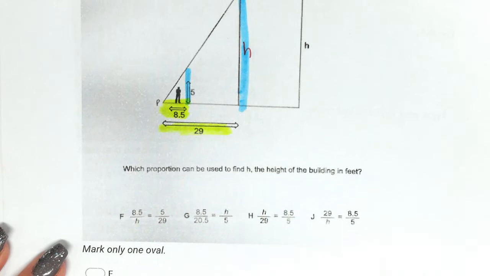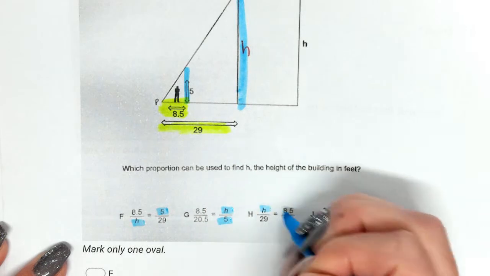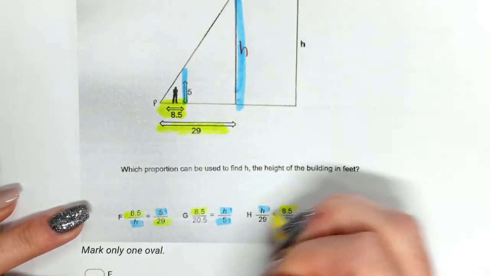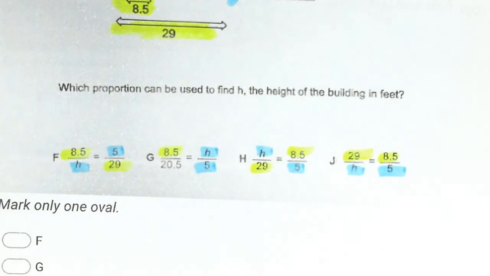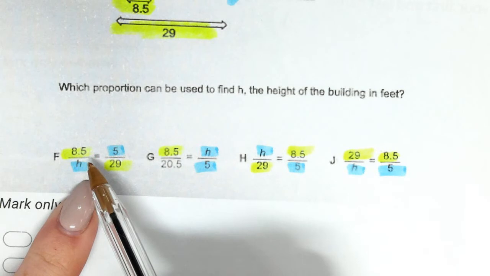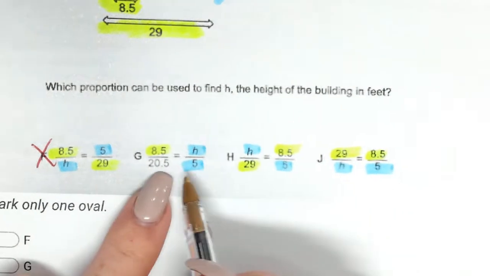All right, so then you're going to take your highlighters and you're going to highlight within your proportion. So all H's and 5's are going to be blue. Okay? All 8.5's and 29's are going to be yellow. Which answer choices can I mark off because they're not highlighted correctly? What's wrong with F? They cannot be crossed from each other, right? It has to be yellow on top of yellow or yellow all at the top. So that's out.